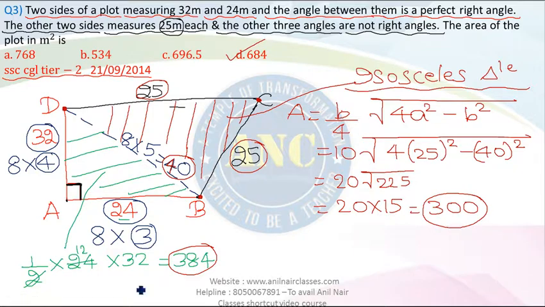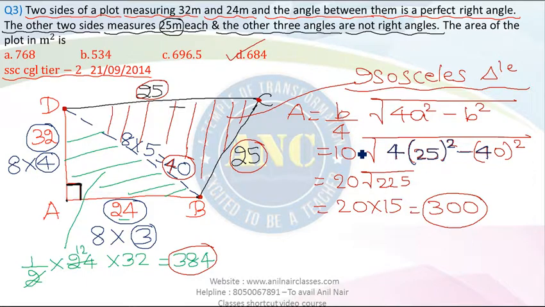What is the different way you are asking? Now see here. 25 square is how much? 25 square is 625. 625 into 4 I need to find. Minus 40 square is 1600. I need to subtract those two values, and when I subtract, I will get something inside the square root. All these are slightly bigger numbers. Instead of doing all these things, can we have a better approach, sir?